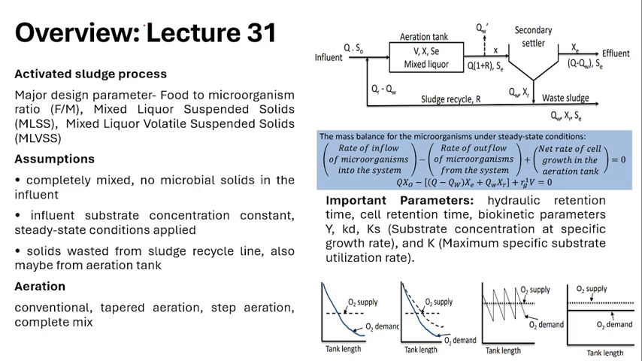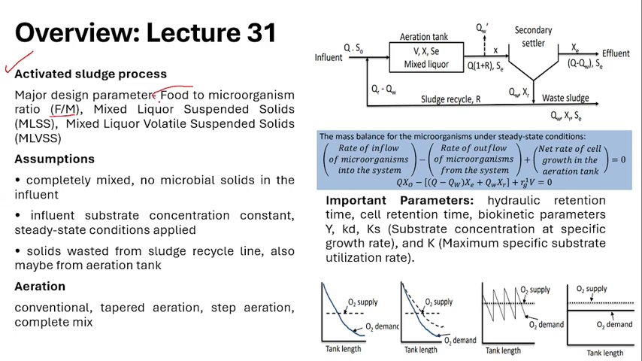Now this week 7, lecture 31, is about the activated sludge process. We are going to discuss the activated sludge process in detail. This is the schematic diagram of the processes involved in the activated sludge process. The major design parameters here are F by M, the food to microorganism ratio.